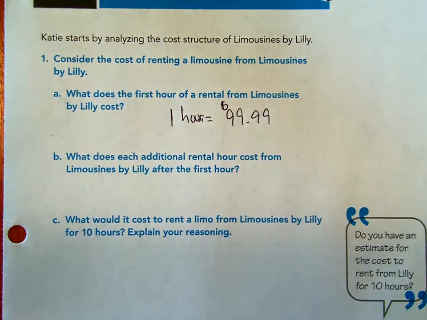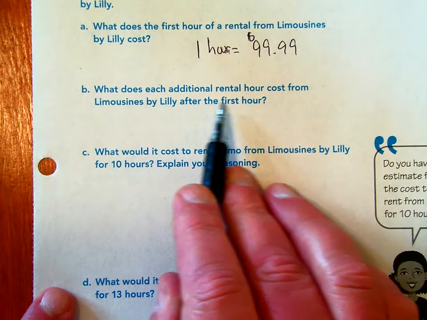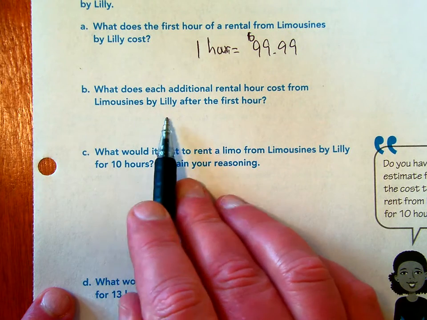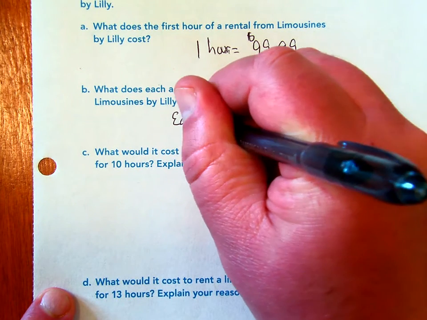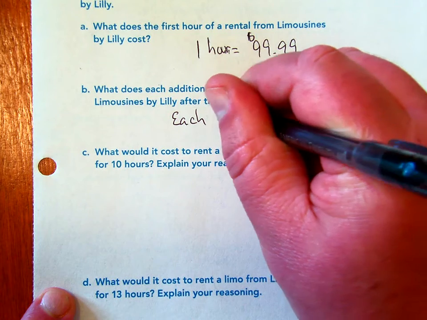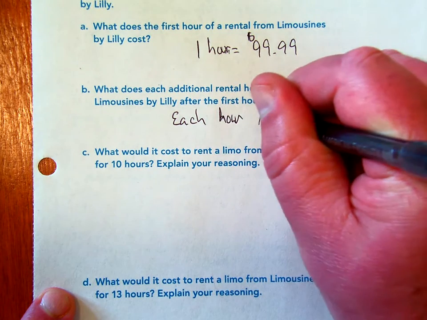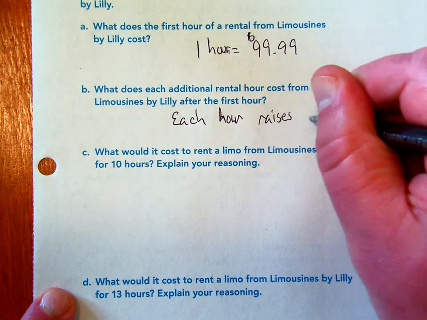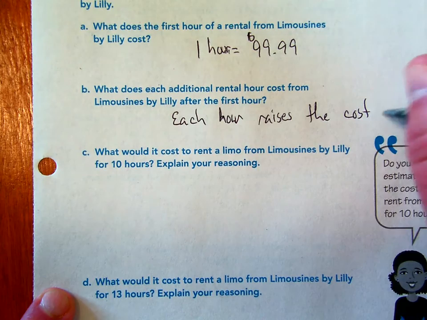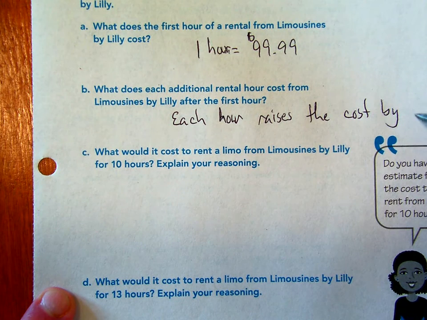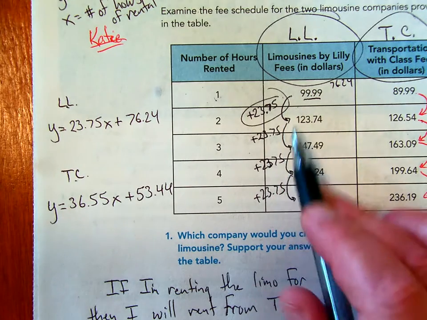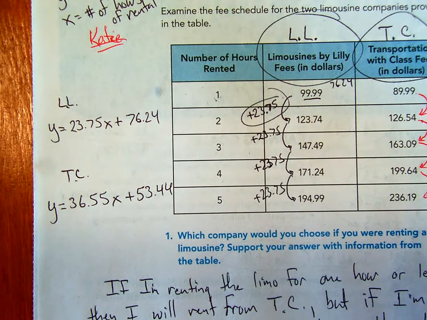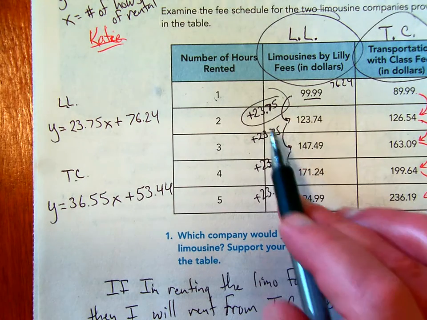What does each additional rental hour cost from Limousines by Lily after the first hour? Each hour raises the cost by $23.75. And again, we have already figured that out on this first page, so I'm not just magically coming up with that number. The increase is this $23.75 per hour.